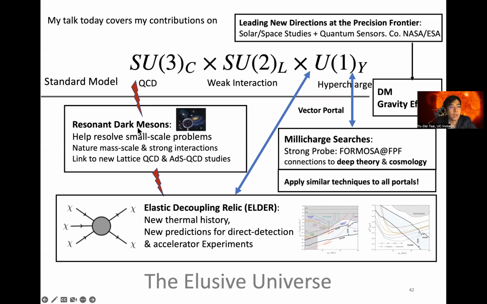Here also the resonant dark meson can help resolve the small-scale structure problems. It gives you a natural mass scale and strong interactions, and can be linked to the new lattice QCD and AdS QCD studies, for which there's a strong group here and we can collaborate. And finally, there are elastically decoupling relics that give us a new thermal history, and new predictions for direct detection and accelerator experiments. I also show you the future projection.